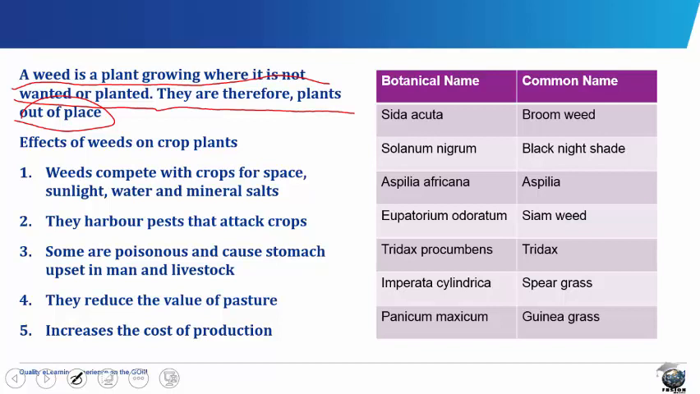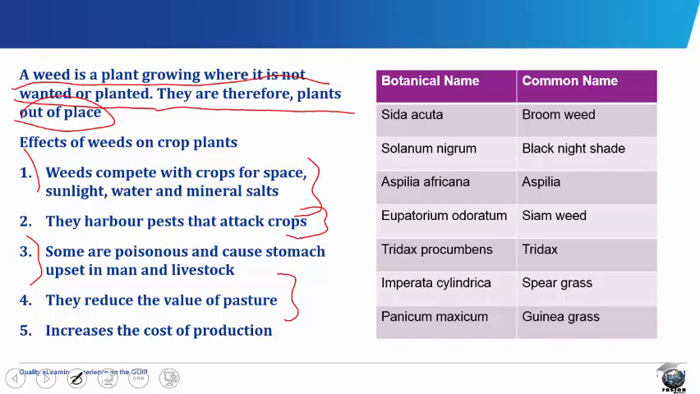Different effects of weeds on our crops or plants include: 1. Weeds compete with crops for space, sunlight, water, and mineral salts. They harbor pests that attack our crops. Some weeds are poisonous and can cause stomach upset in man and livestock. They reduce the value of pasture. They increase the cost of production. This is because removing the weed is laborious.